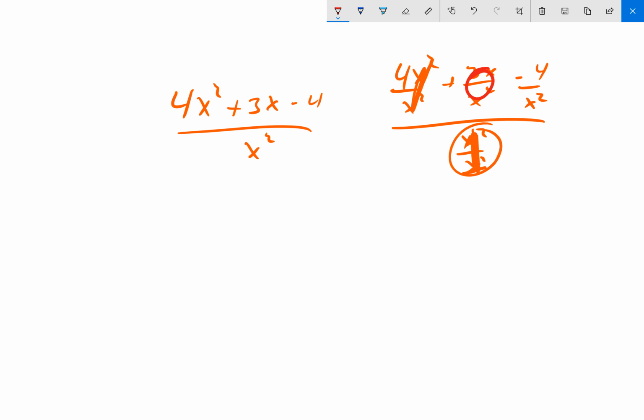This is going to turn to 0, and this will turn to 0, which means my asymptote should be at 4 over 1. And this is the key, as x goes towards infinity.